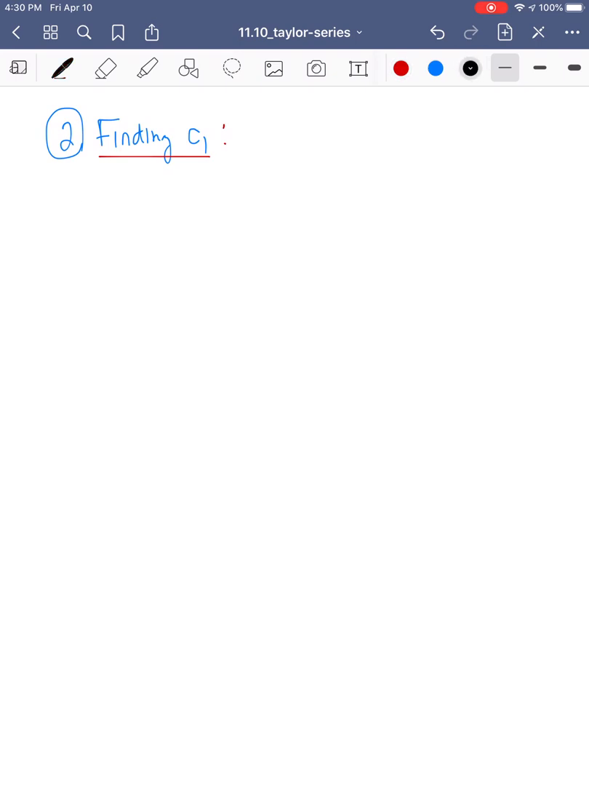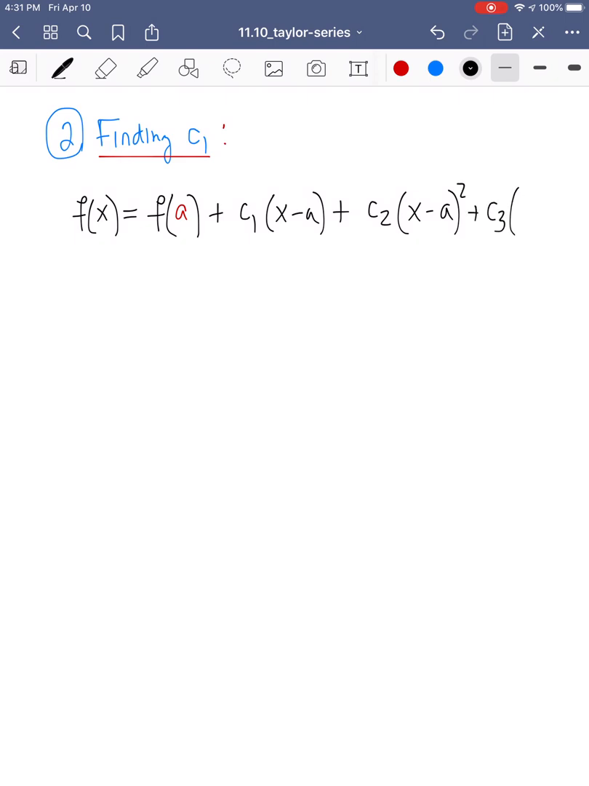So if we just go ahead and write our function, so far we have f of x is equal to, well, just f at a, what we just found for C0. But now we have C1 times (x minus a) plus C2 times (x minus a) squared, and so on. So we have to think to ourselves, well, the term I'm trying to get now is that C1. What could I do to this function to try and isolate that C1 term?